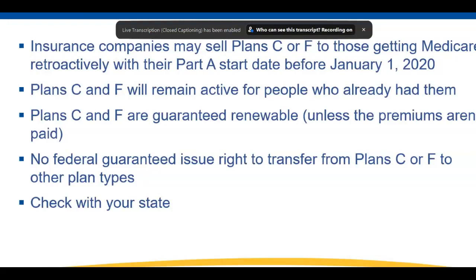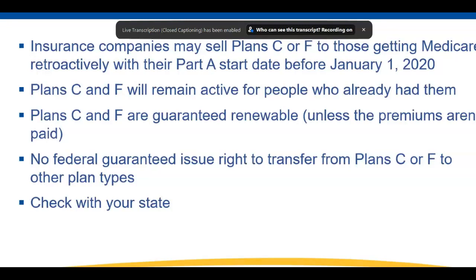CNF, under the statute, are guaranteed renewable unless the premiums are not paid. All you have to do is make sure you're paying that premium on a regular basis, and the plans are guaranteed renewable. The insurance companies cannot drop you. And then there's also no federal guarantee issued for the transfer from Plan C or F to other plan types. So there's no federal protection or federal ruling that says if someone wants to leave Plan C or F and they want to go to say another plan like B or G, to allow them.